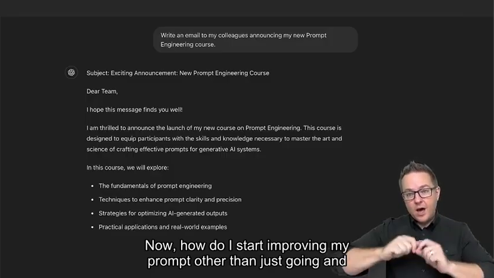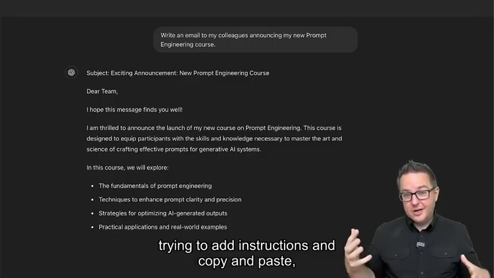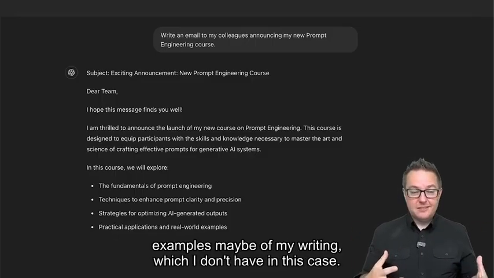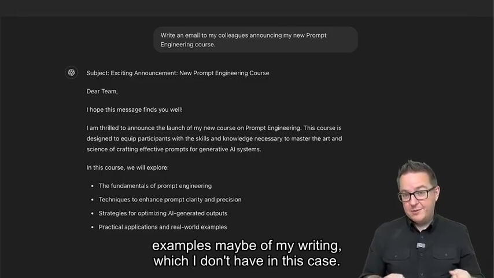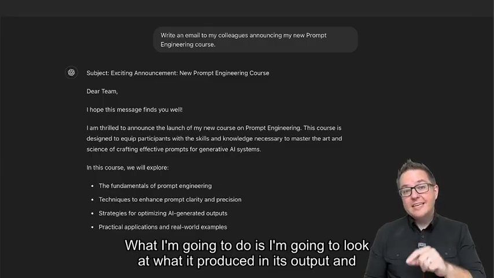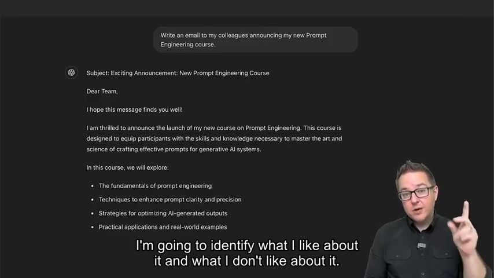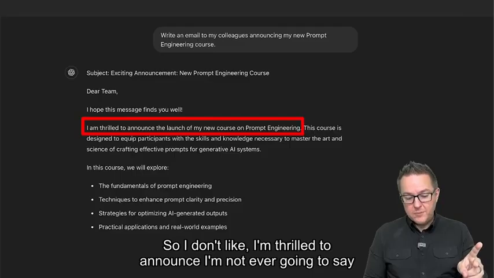Now, how do I start improving my prompt other than just going and trying to add instructions and copy and paste examples maybe of my writing, which I don't have in this case? What I'm going to do is look at what it produced in its output, and identify what I like about it and what I don't like about it. So I don't like "I'm thrilled to announce." I'm not ever going to say that.